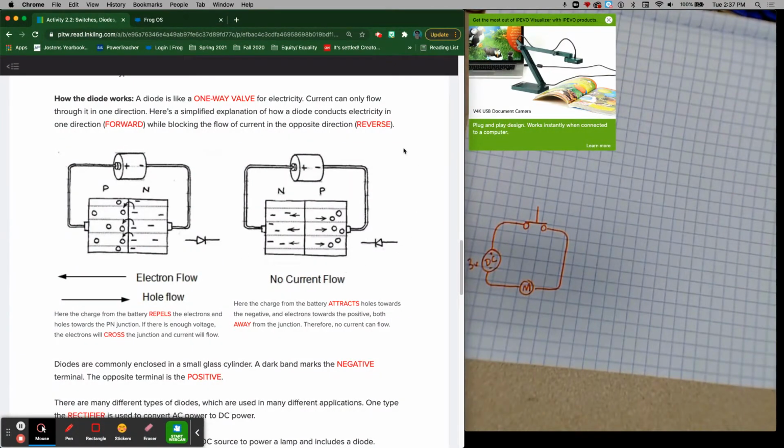But in this image, there's no current flow. Here, the charge from the battery attracts the holes.